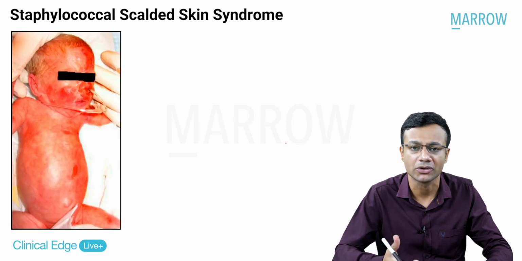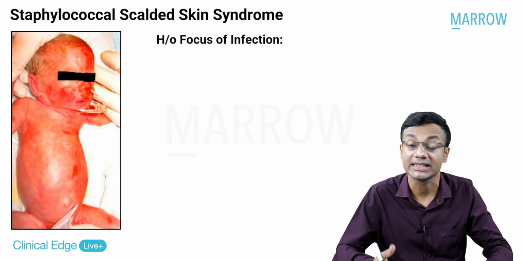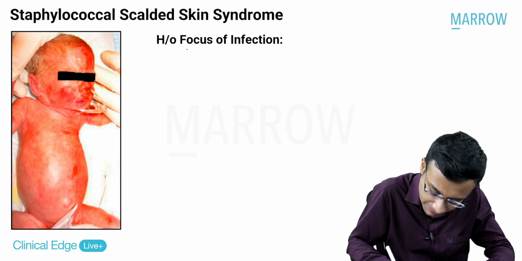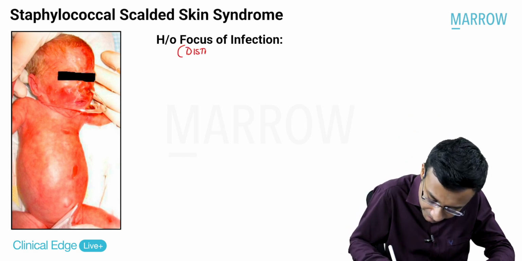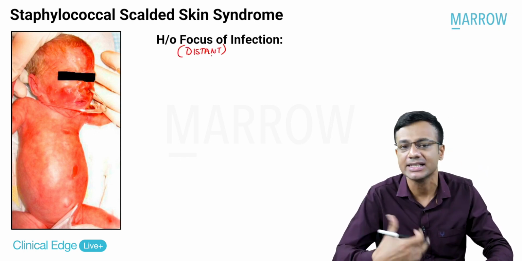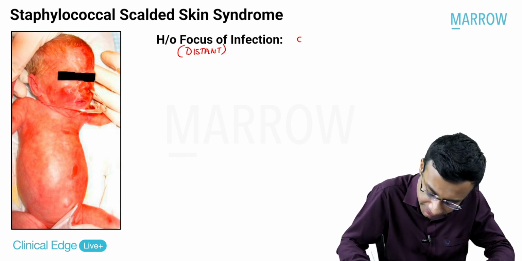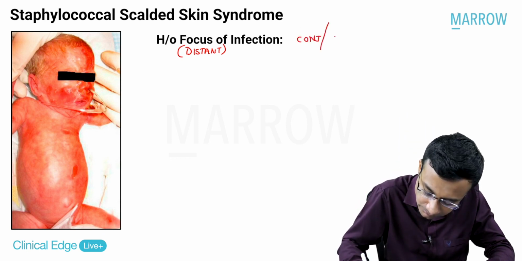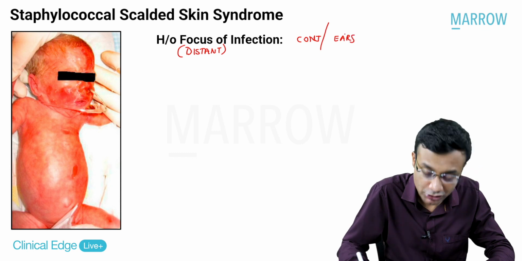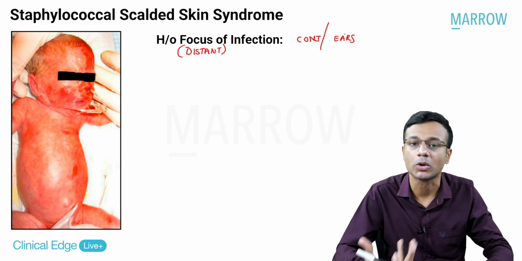First, let's take up staphylococcal scalded skin syndrome. So here, there always will be a history of distant focus of infection. So when I say distant focus of infection, it could be in the conjunctiva. It could be in the ears. So the focus could be conjunctivitis, it could be otitis media.